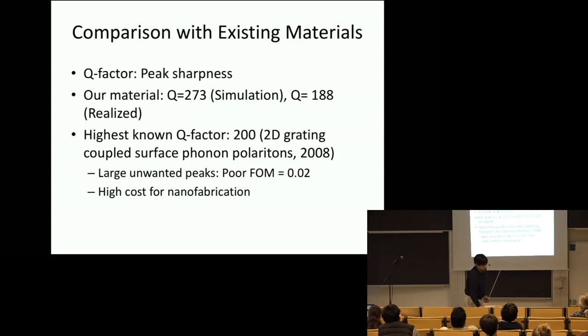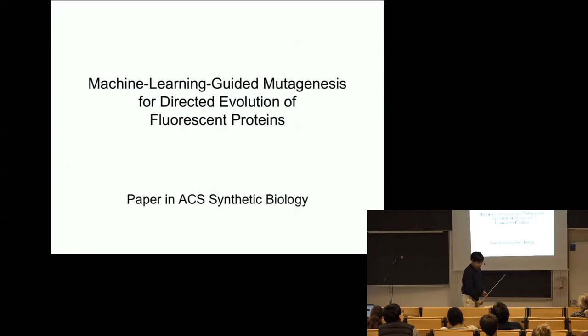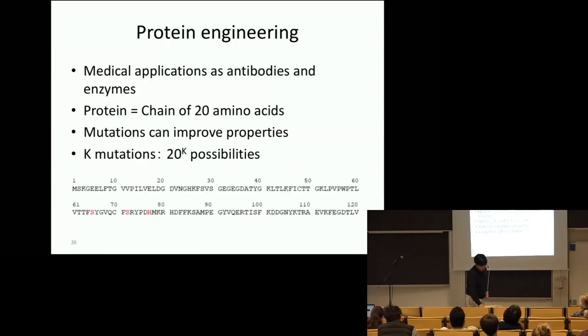I don't know how much time I have, but not so much. I will shortly describe our work on designing proteins using Bayesian optimization. Protein engineering is, in short, changing some of the amino acids to get better proteins, but this has a large search space, because if you change K residues, then you have 20 to the power of K possibilities.